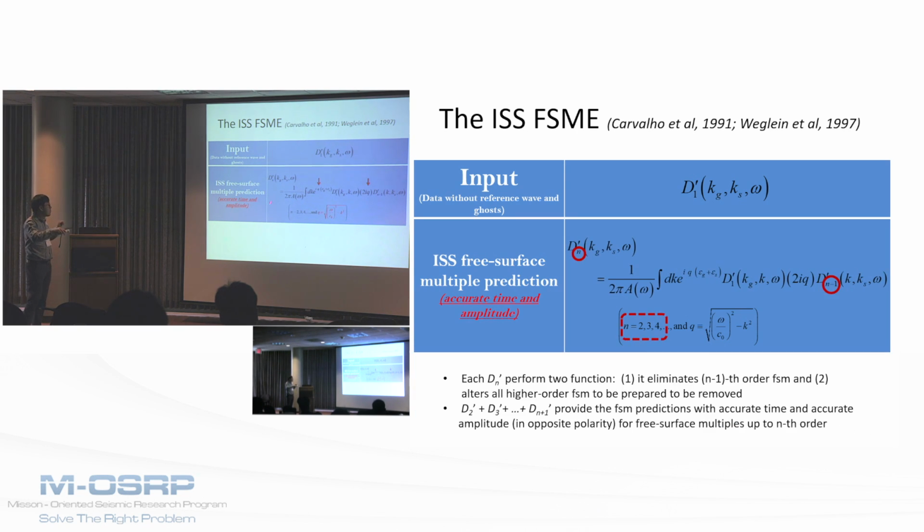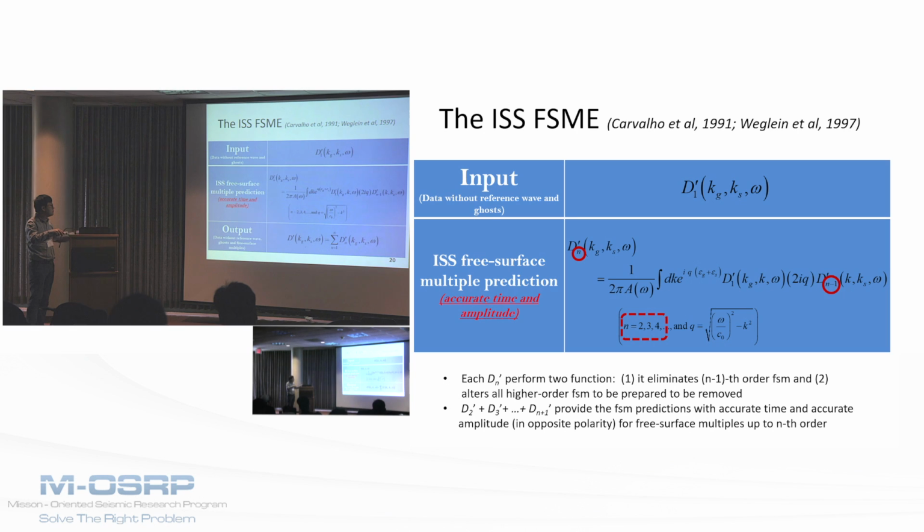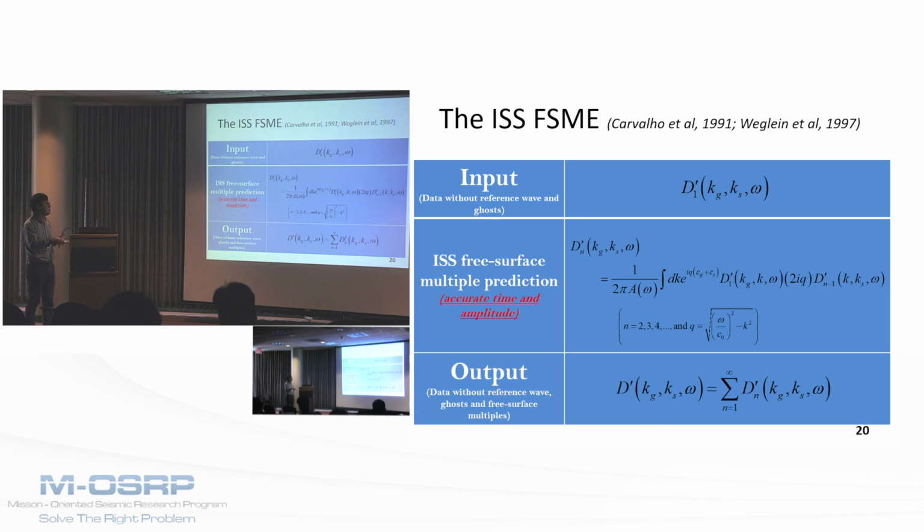And please remember, this prediction term, as we stated here, gives the accurate prediction of the free surface multiple in time and amplitude. So to obtain the output, which is without the free surface multiple, we can directly apply this prediction to our input data without any adaptive procedure because of this accurate prediction.